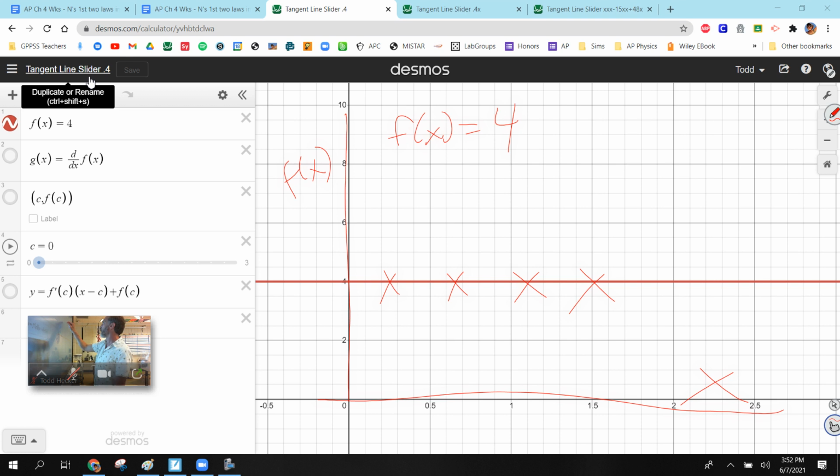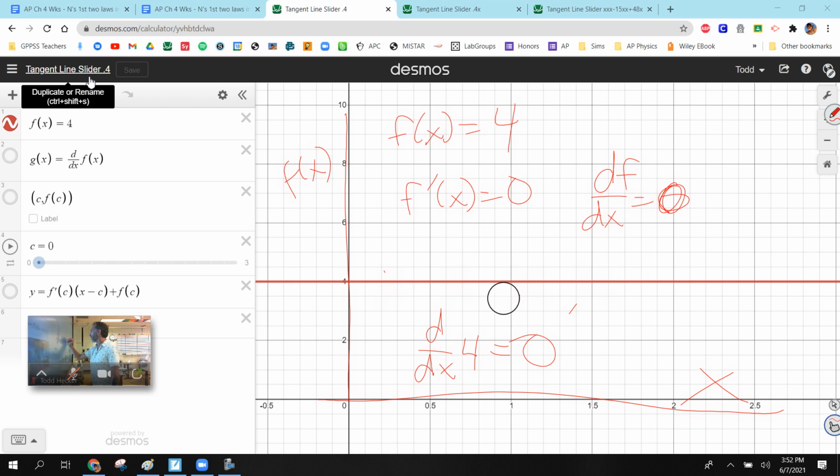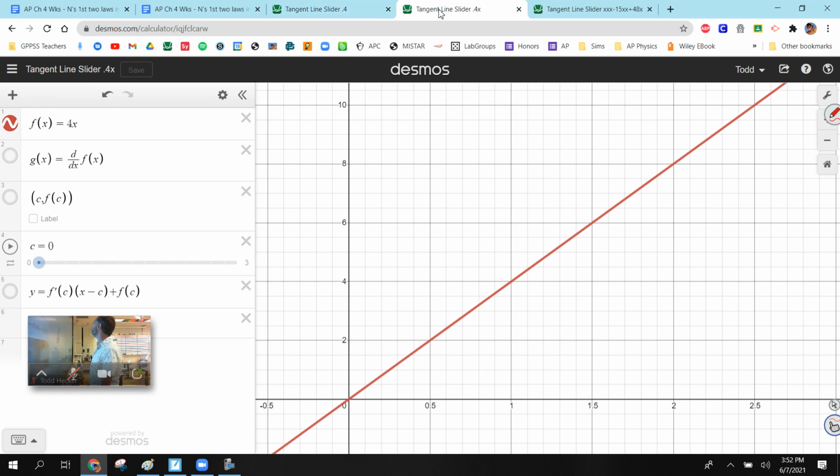So it would be accurate to write f prime of x is 0. Or you could write the derivative of f with respect to x is 0. Or you could write the derivative with respect to x of 4 is 0. Okay? So this function, because it is just a horizontal line, has a slope of 0, and as a result, the derivative is constant. Okay?